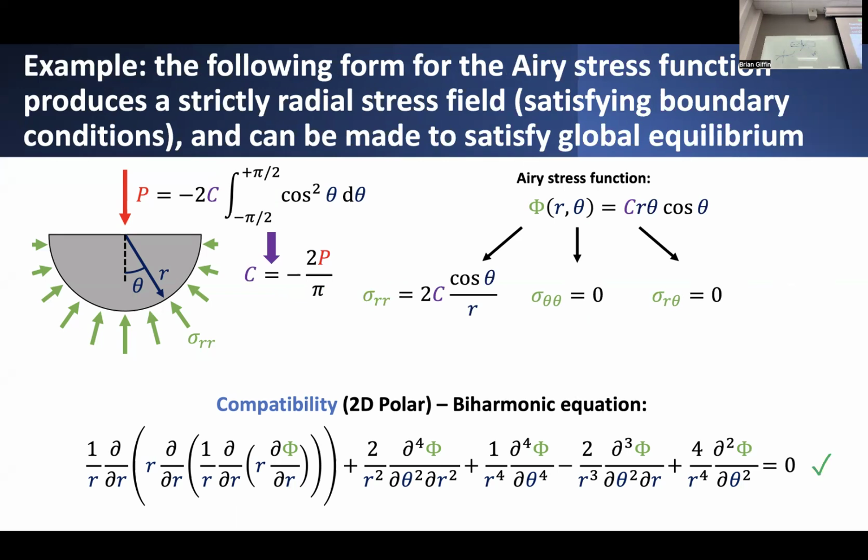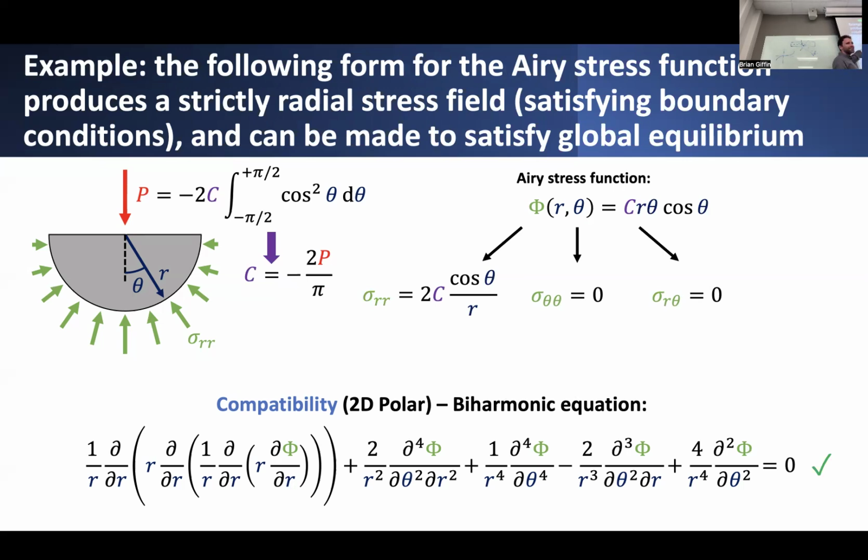It has dependence on r, it has dependence on theta, and if you take its derivative, quite remarkably, you get stress components that look kind of like this. They certainly satisfy the boundary conditions. In fact, the theta component of stress and the shear component r theta of stress are both 0 everywhere, such that we really only have a strictly radial distribution of stress.